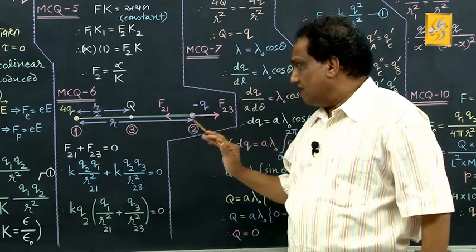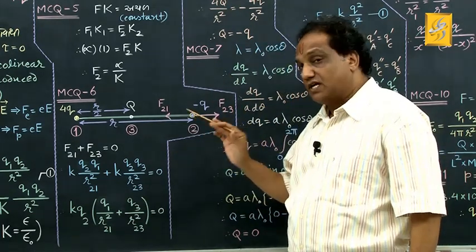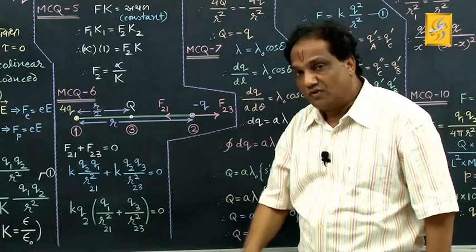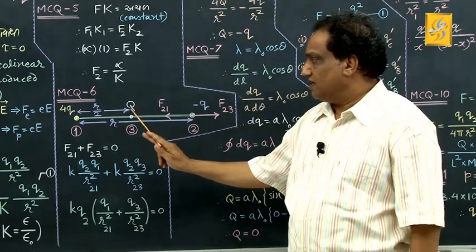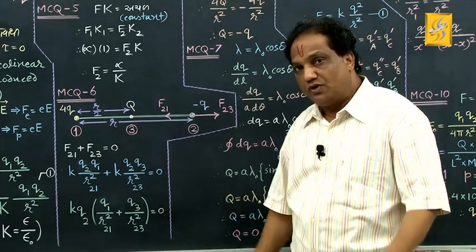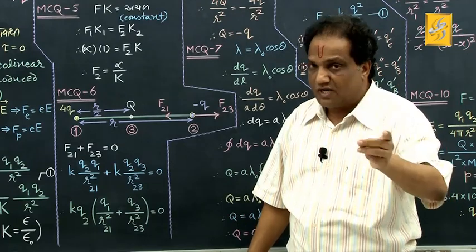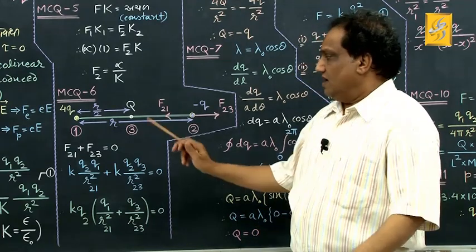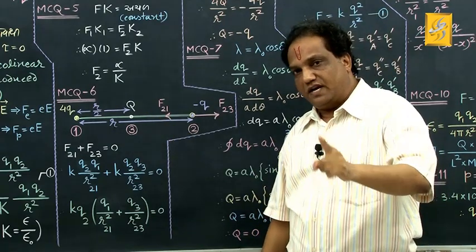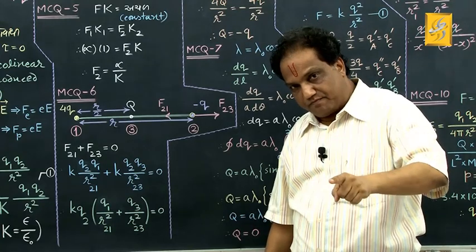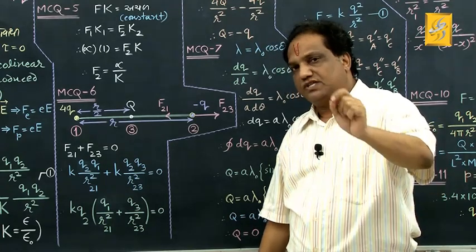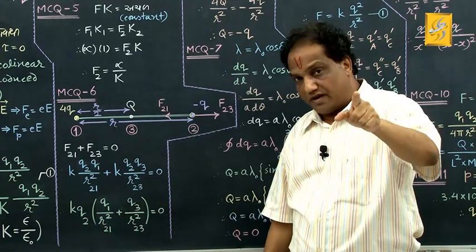That is, the resultant Coulombian force exerted on this charge should be 0. For that sake, what should be the third charge, capital Q? Its polarity we have to find out and its magnitude also. Let us find out both. If you want to find polarity and magnitude from the same mathematical step, I am just suggesting you one very easy way.